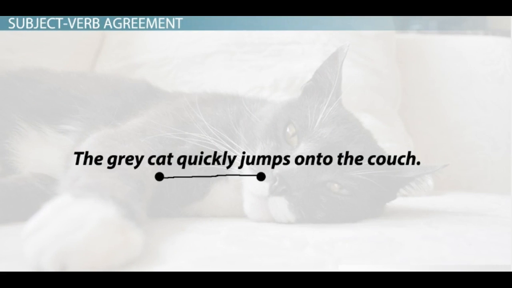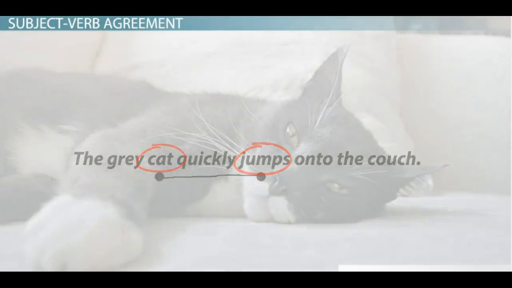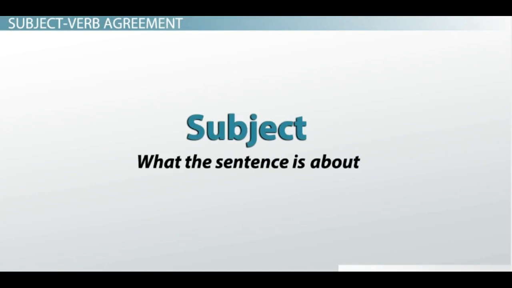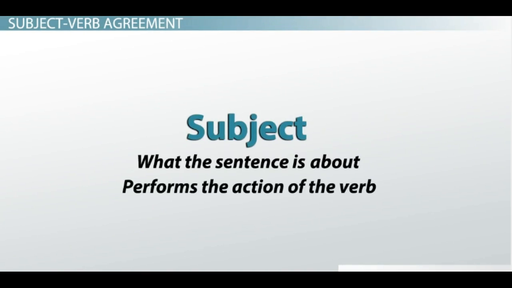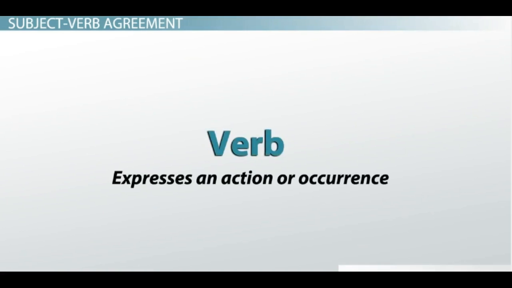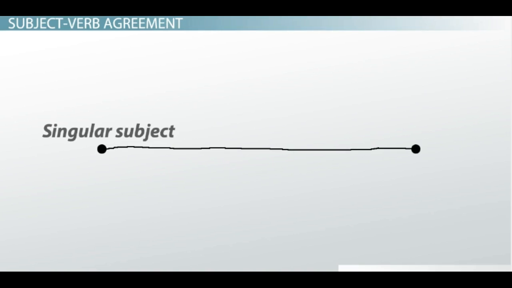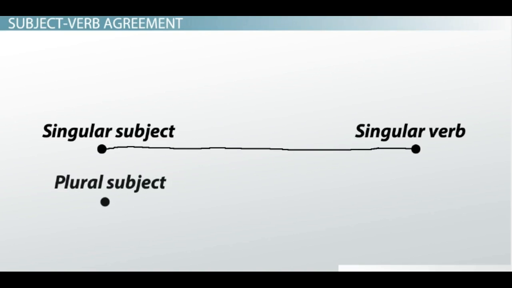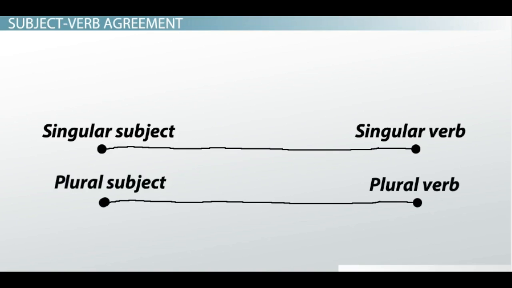The parts of a sentence that essentially have to connect here are the subject and the verb. The subject of a sentence is what the sentence is about. It usually, though not always, performs the action of the verb. A verb is a word that expresses an action or occurrence. Our connect the dots analogy comes into play here with the fact that the subject and verb in a sentence have to agree in number. In other words, if you have a singular subject, it has to connect with a singular verb. Likewise, a plural subject will require a plural verb. Remember that singular means just one, while plural means more than one.